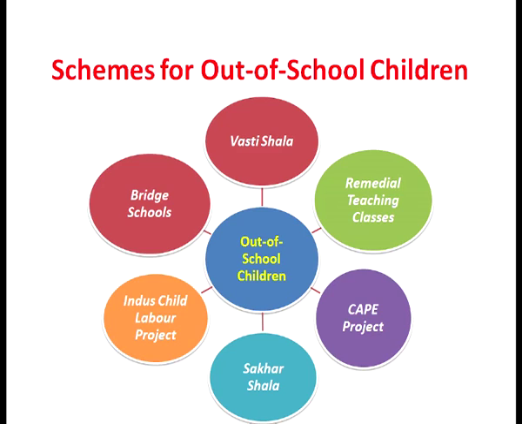These schemes mainly included Vasti Shala, remedial teaching classes, a CAPE project, Sakhar Shalas, Indus Child Labour Project, and the bridge schools. So these were the main 6 schemes which had been launched by the state of Maharashtra for the education of out of school children, so that the objective of universal elementary education could be achieved in a satisfactory manner. Now what were these schemes actually?